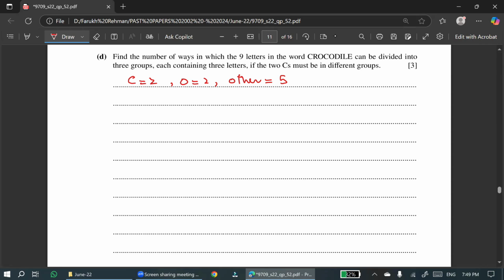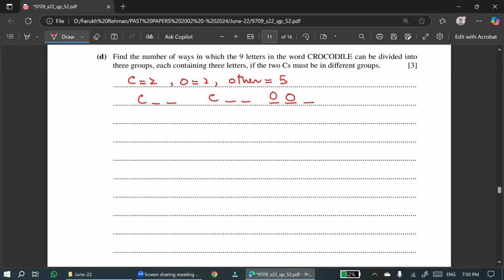Now we will consider the first case. In the first group, there is one C and two blank spaces. In the second group, there is one C, two blank spaces. And in the third group, there are three blank spaces. Now we will arrange O's in these three groups. The first possibility is that the two O's are in the third group in which there is no C.